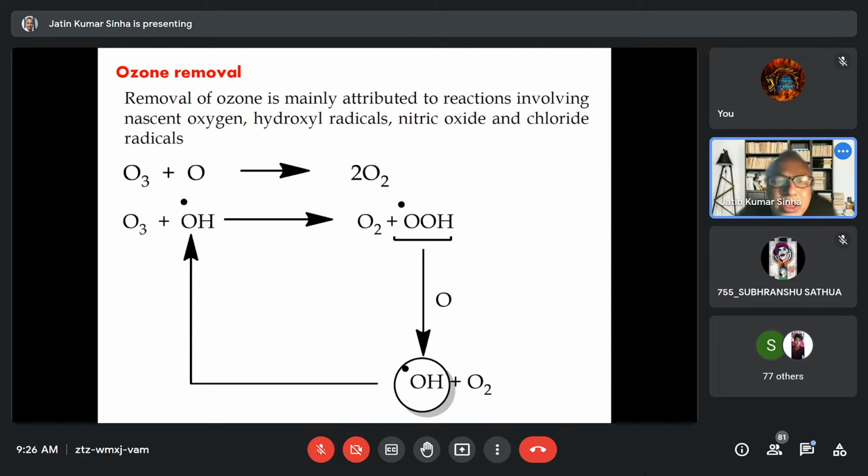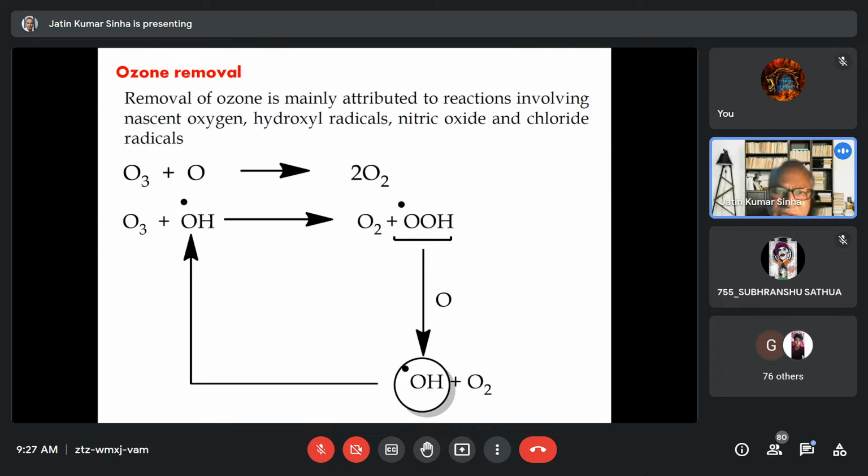Now, how does the depletion or removal of ozone happen in our atmosphere? There are a few radicals responsible for that. We will see their reactions and which one of them is more harmful. Harmful in the sense that one or two molecules may be responsible for the conversion of thousands of O3 molecules, or the depletion of O3. So nascent oxygen, hydroxyl radicals, nitric oxide, and chloride radicals: these are the four pollutants responsible for the removal of ozone.